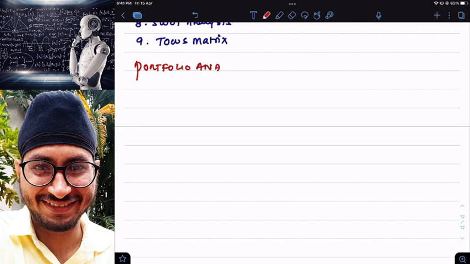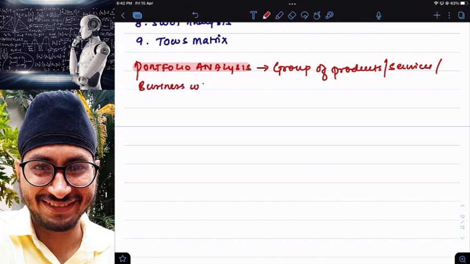Portfolio analysis. Sir, first of all, what exactly do we mean by portfolio? Sir, portfolio means group of products or services. It's a group of products or services or businesses which make up a company. Clear? I repeat, the group of products, services or businesses which make up a company is called as which analysis? Portfolio analysis.